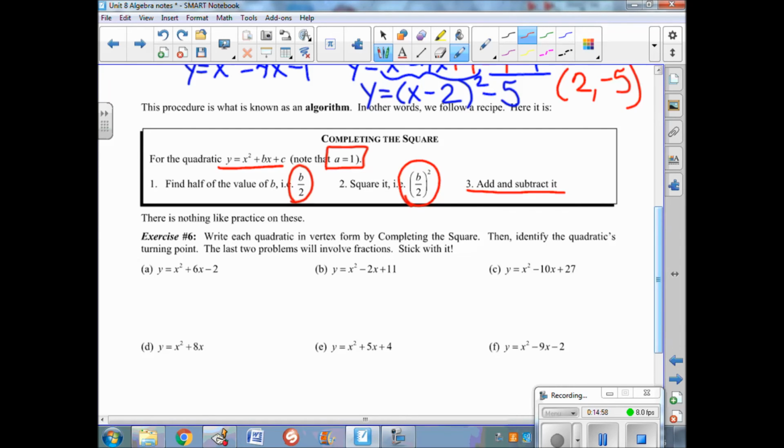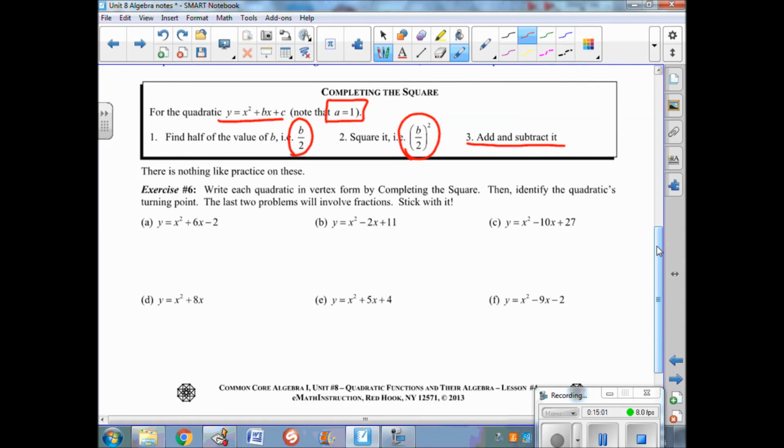There's nothing better than good old skill and drill to get some practice. So we're going to do 3 of these, and then I'm going to have you try 3 of them on your own. Let's take a look at A. I need to take this trinomial in standard form and put it in vertex form. So how do I start out? X squared plus 6x, and I'm going to shove that minus 2 way over there, because there's something I need to add and subtract to this equation so I can make it a perfect square trinomial.